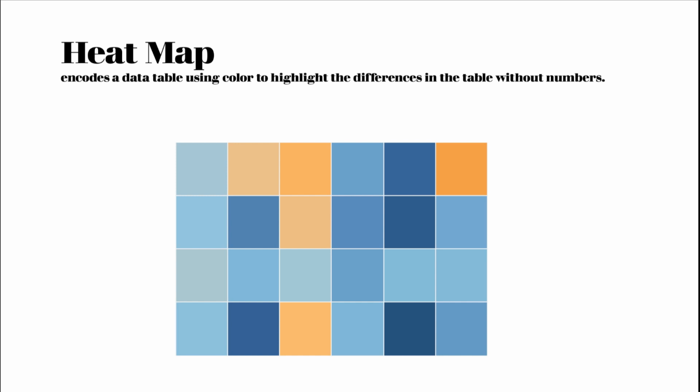Now the heat map encodes data using color to highlight the differences in a table without using numbers. For example, in your coding here, orange is closer to red, so it's more alerting, and blue is positive, closer to green, which is good. If this data represents sales, and there's a decrease in sales, the orange will alert you, so you will automatically spot where the sales are decreasing in this case.